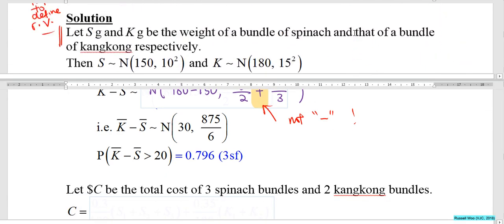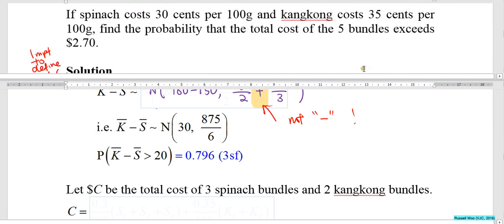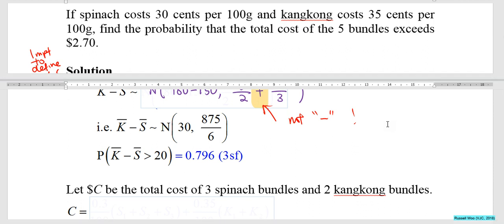Let's look at the question. Now, spinach costs 30 cents per 100 grams, and kangkong costs 35 cents per 100 grams. Find the probability that the total cost exceeds 2.7. Ooh, you may think it's so difficult, huh? Never mind, let's take a look.